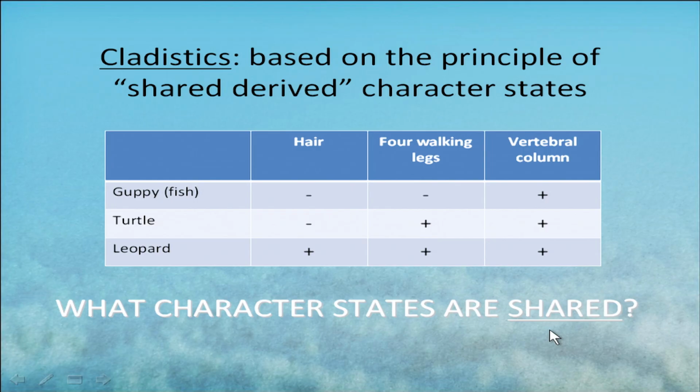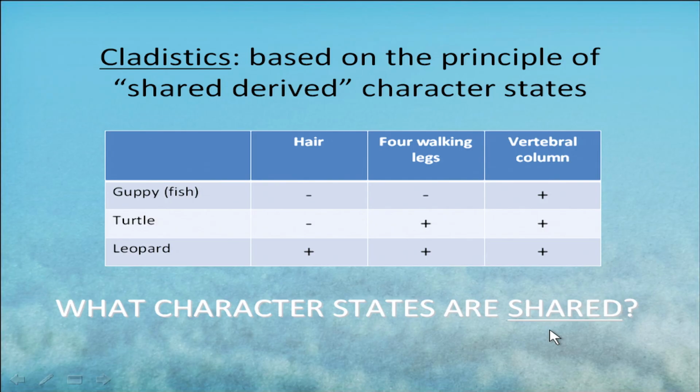Cladistics basically says this. If you take a group of organisms and they have similar character states, then they are evolutionarily related to each other. We call that principle a shared derived character state. That's kind of a funky term, so let's take a look at it in more detail. Shared means that individuals or organisms share a particular trait.